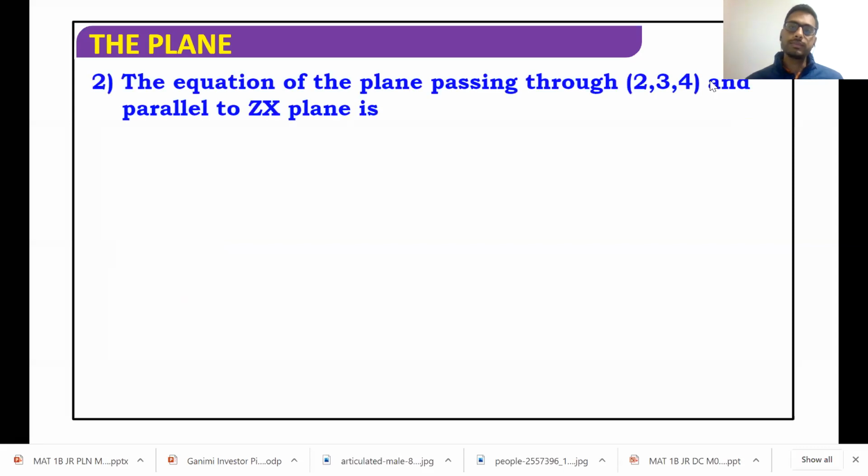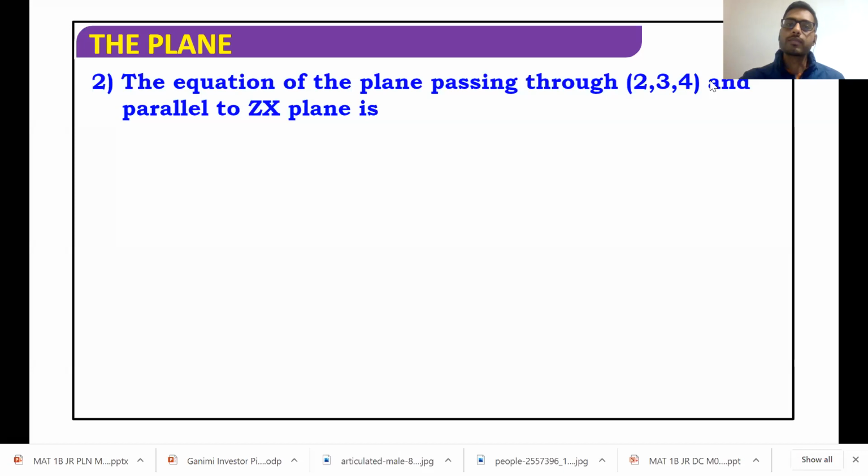Okay, let's see the next question. Read the question and answer this in the chat box. You have 30 seconds for this. We have already seen the formula for this. Equation of a plane when it is going to pass through one point and it is parallel to the zx plane. So if it is parallel to the zx plane, what should be the equation of that plane? We have seen three conditions. If it is parallel to zx, if it is parallel to xy, if it is parallel to yz plane, then the equations are this and this respectively.